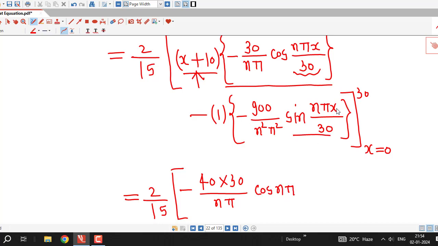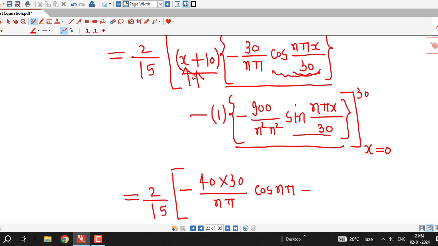Here if I take x equal to 30, I will have sin n pi, and n is a positive integer, therefore sin n pi is 0, and therefore this whole term becomes 0. Minus, I have to take the lower limit x equal to 0. So here I will have cos 0, that is 1.